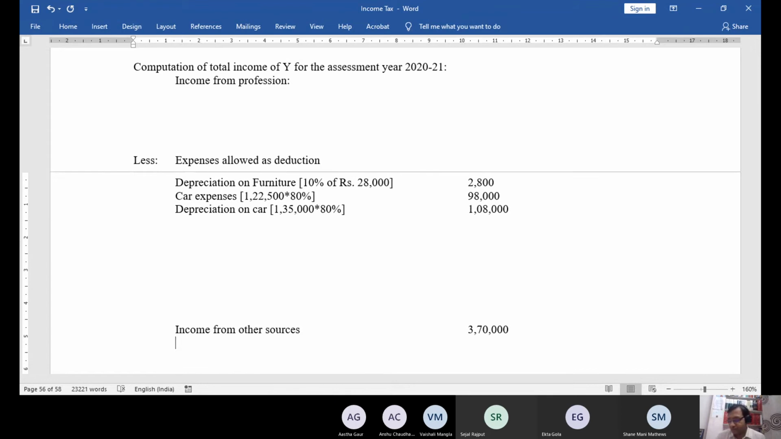Next one. He purchased a computer for 50,000 rupees on 10th March 19. It is, however, put to use on 3rd December 19. And what is the rate of depreciation? 40%. Can anyone tell me the treatment of point F?